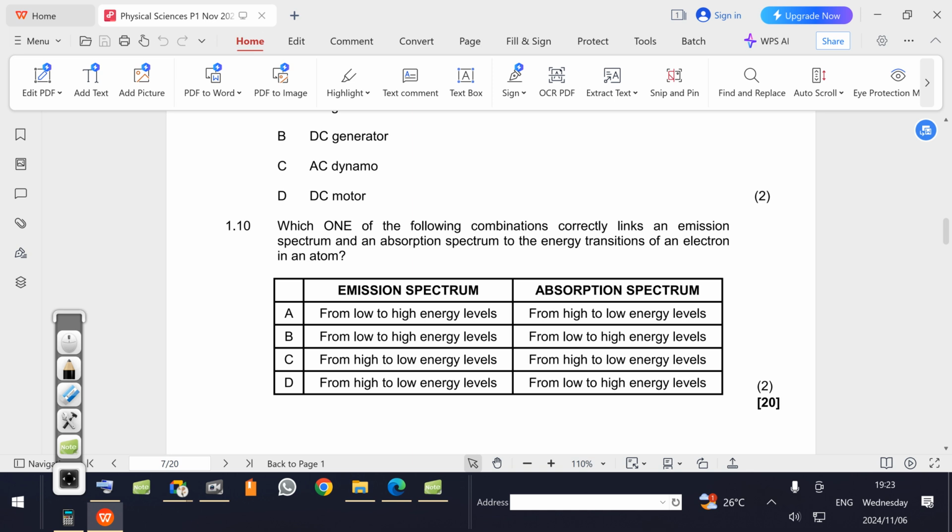Which one of the following combinations correctly links an emission spectrum and an absorption spectrum to the energy transmission of an electron? Emission spectrum from low to high energy levels, absorption. So we see they are talking about energy levels, right? Okay, so emission, we are losing. So what does it mean? From high to low. Emission from low to high. Which one is correct? You are so fast. You've read all of them. Yeah. D. From emission. D, right? You guys are fast. You scanned.